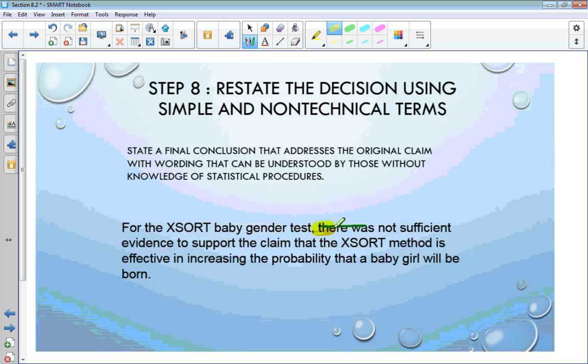There was not sufficient evidence to support the claim that the XSORT method is effective in increasing the probability that a baby girl will be born. Because why? We found that 0.58 was still in that usual range. It is not unusual. So we don't have anything to support that it would be unusual, and that's because of this test.